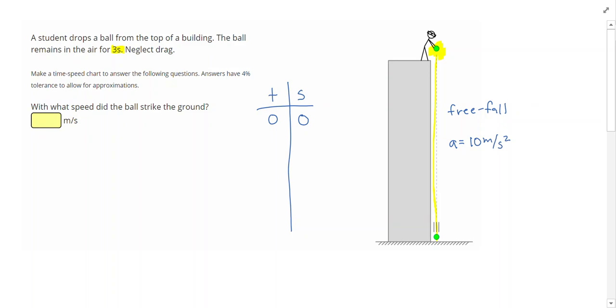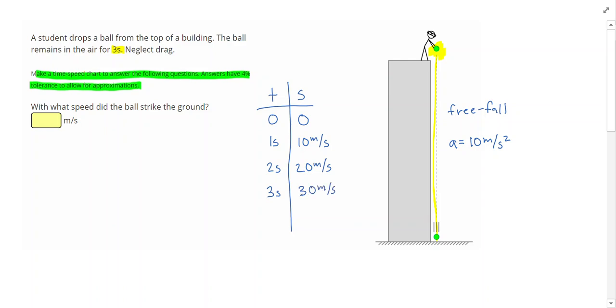Now your class might be using 9.81 meters per second squared, but especially on these time speed charts, these problems have extra tolerance, so if you want to use 10 meters per second squared, you can. So that means after 1 second, the ball's speed would have increased to 10 meters per second. 2 seconds, 20 meters per second, and 3 seconds, 30 meters per second.